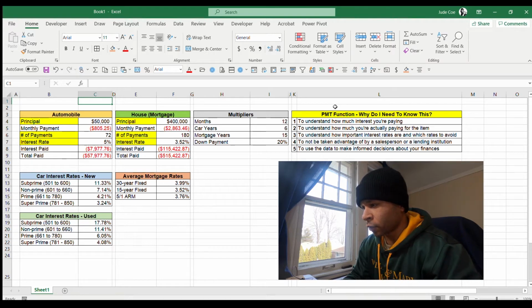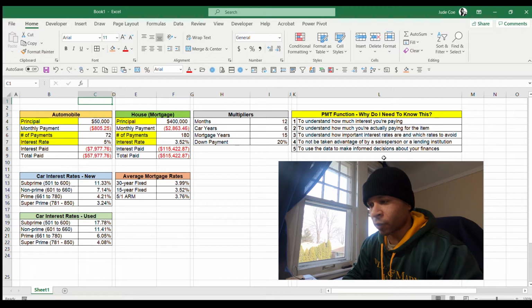You want to understand what you're paying for the item, the interest, which is really important. A lot of people think that what they pay out of pocket is actually what they're paying. If you borrow money, then you're going to be paying more for that. You want to understand how important interest rates are and the rates that you want to avoid, and really you just don't want to be taken advantage of. If you know this kind of stuff, you're going to be less likely to be taken advantage of by a salesperson or someone who's lending you money, whether it be a bank or any lending institution.